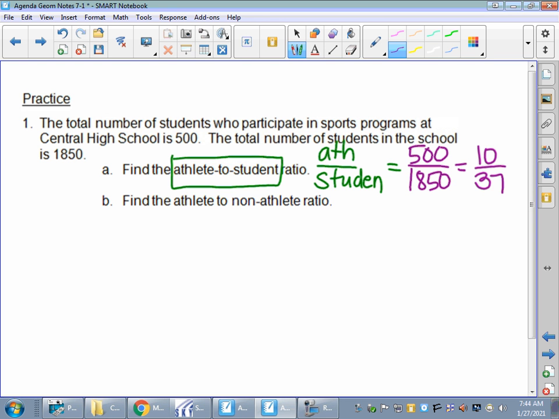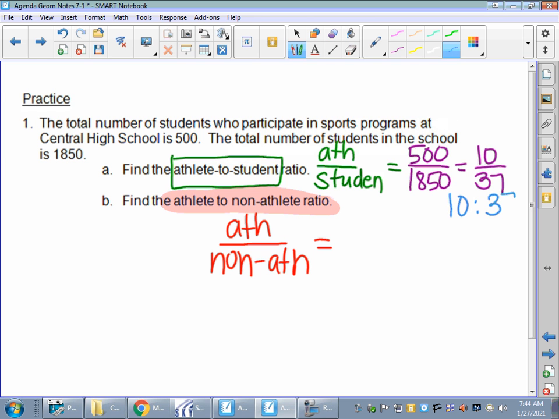Letter B, I wanted to keep this in here because it's a sneaky problem. You've got to make sure you do your reading. You know how geometry can be. Athlete to non-athlete. Oh, and I forgot to say, for letter A, 10 to 37 could also be written like 10:37. It looks like a time, like morning or evening when I'm already sleeping, but you can write it that way as well. Athlete to non-athlete.